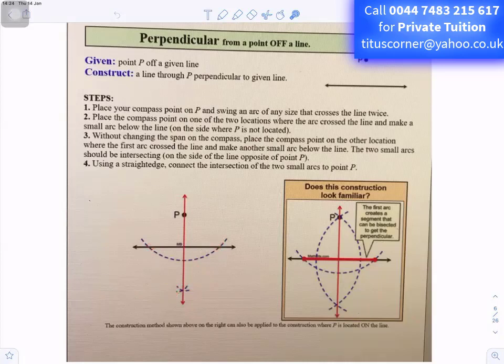And then use a straight edge to connect the intersection of the 2 small arcs to point P. So you join them, that point and the 2 arcs. And that's what you would get when you do the process.